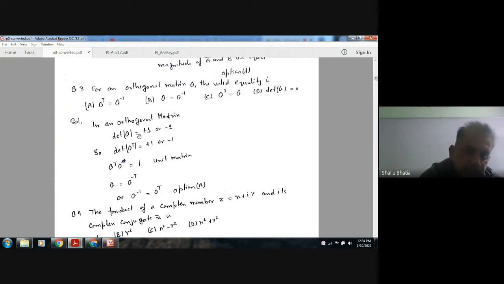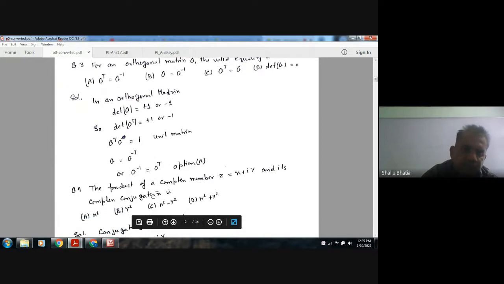So it means Q transpose into Q will form a unit matrix. If we take plus one and plus one, then it will be a unit matrix. If we take minus one and minus one, then again it will be a unit matrix. So it means Q transpose is equal to Q inverse. So the answer is option A.